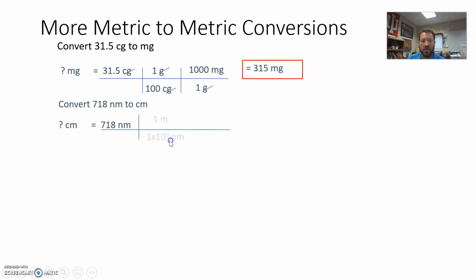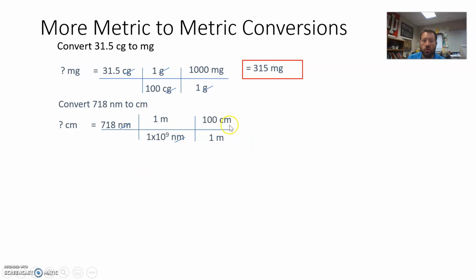So I know nanometers has to go on bottom, meters on top. Meters is our base in this case. 1 times 10 to the 9th, so that's 1 billion nanometers in 1 meter. Cool, nanometers is canceled out. I don't have the unit I want yet. I have meters. I want centimeters. So one more conversion is necessary.